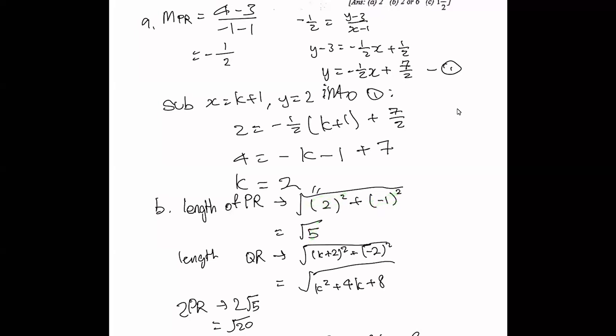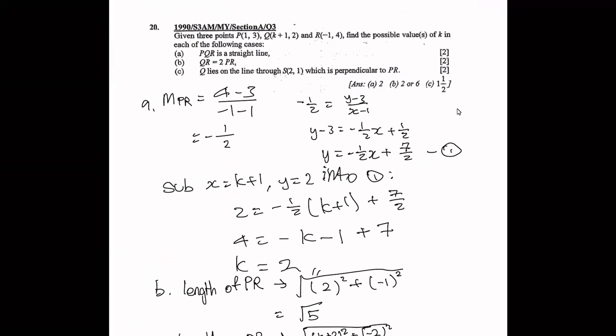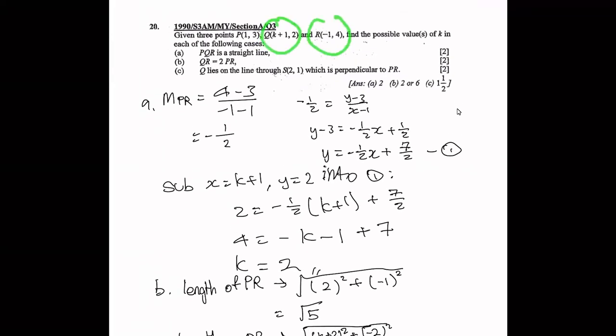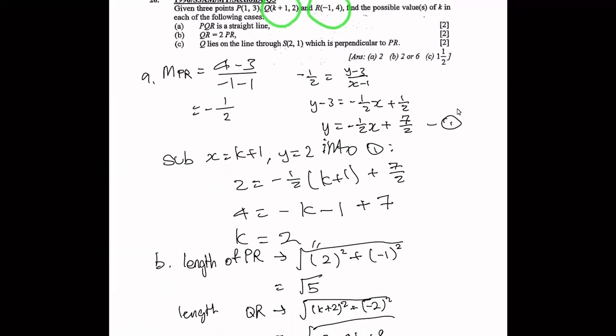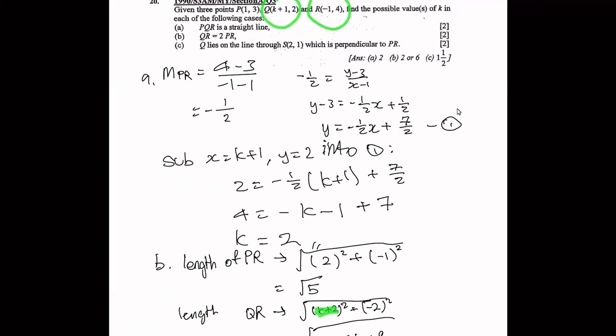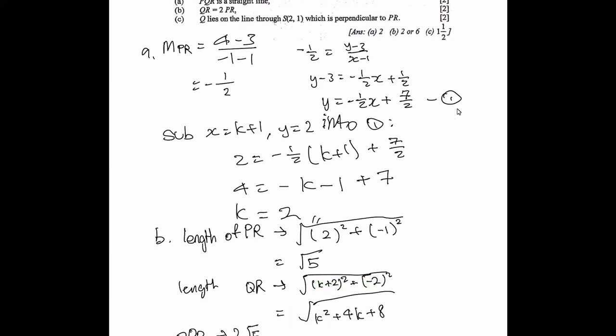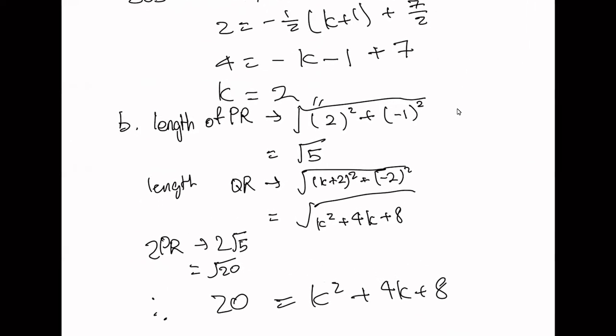Okay, then QR. This is Q, that is R. Just take the difference between K plus 1 and -1. That's K plus 2. Good. Then square it. And then take the difference between 4 and 2. That will be +2 or -2. Both are fine. Then you square it. This will become K squared plus 2 times K times 2, which is 4K, plus 2 squared, which is 4, plus another 2 square, which is 4. 4 plus 4 is 8.